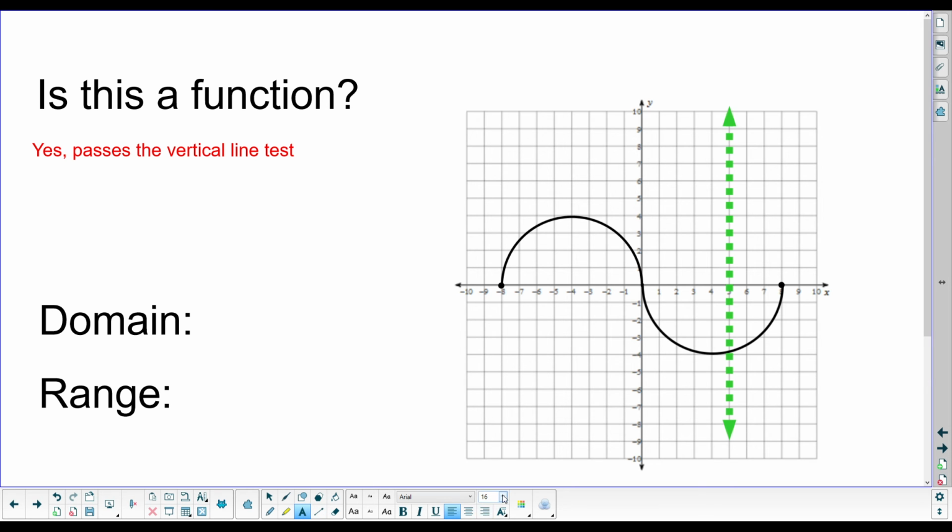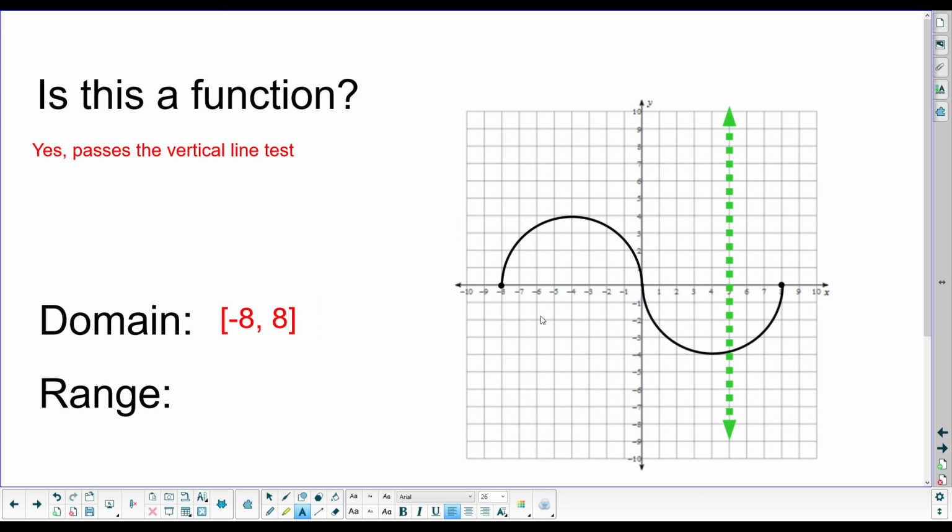When I list my domain in interval notation, I'm going to say that it goes from -8, my smallest number, to +8, my biggest number. And I've got a solid dot on the end of that, which means that it includes 8 and -8. So I want to use square brackets on the ends of this.